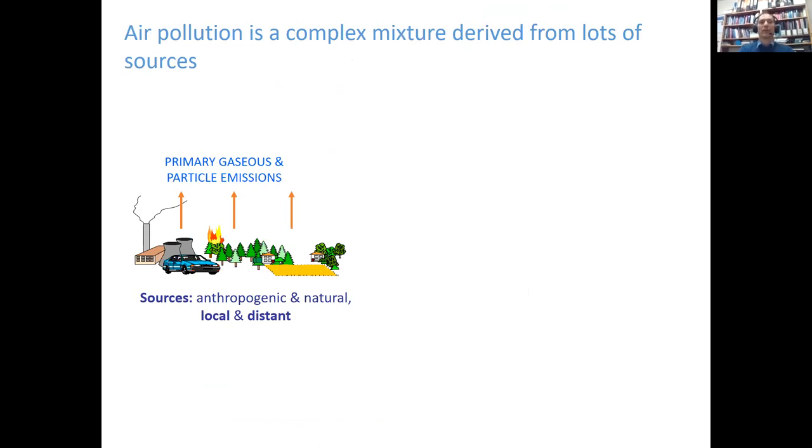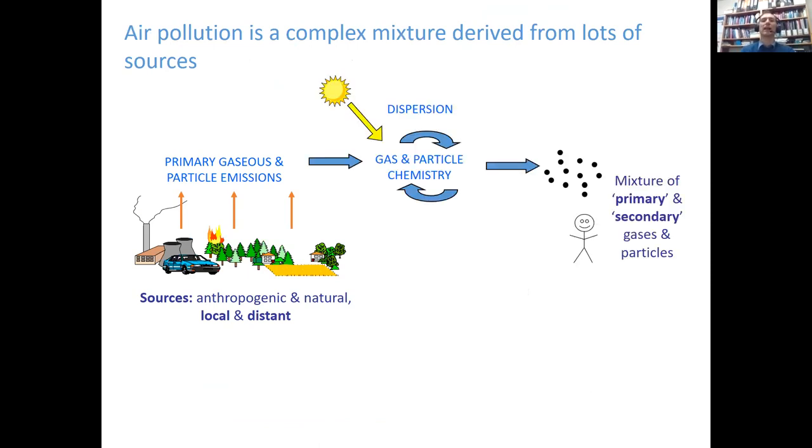Trying to unravel the actual risks associated with an individual air pollutant is quite complicated because air pollution is a complex mixture derived from lots of different sources. So I've got a little cartoon here that indicates that we've got emissions of gases and emissions of particles from a wide range of sources: industrial sources, transport sources, agricultural sources, also some natural sources. And those emissions may be close to the receptor, or they may be a long way from the receptor. They get emitted into the atmosphere, and there's a lot of chemistry going on in the atmosphere, a lot of transport, associations with meteorology.